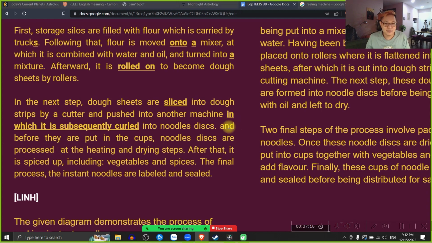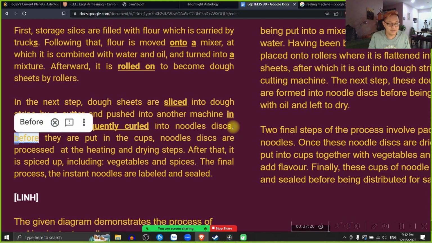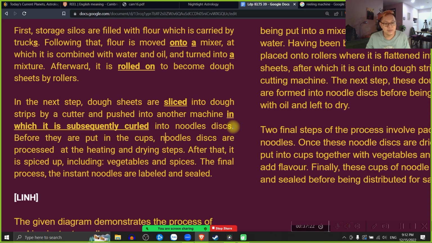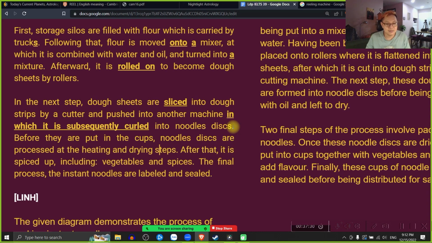And before they put into cups. Let's just say before they are put into cups. Trước khi chúng được đặt vào những cái ly, noodle disk are processed at the heating and drying steps, được xử lý ở giai đoạn làm nóng và làm khô.